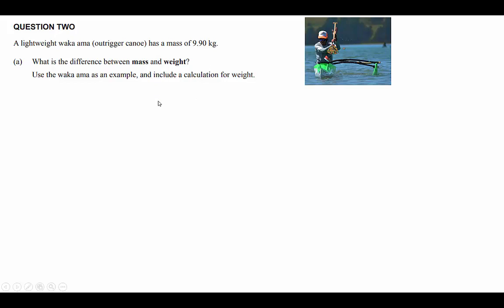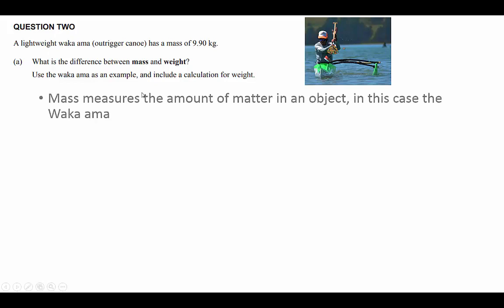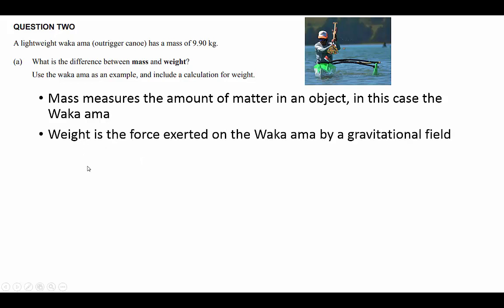What's the difference between mass and weight? Mass is the amount of matter in an object. Basically that comes from the atoms that make it up, and the weight is the interaction of that mass in a gravitational field and the resulting force from that. And then we're asked to do a calculation. So mass measures the amount of matter in an object, in this case the Walker armour. Weight is the force exerted by a gravitational field.